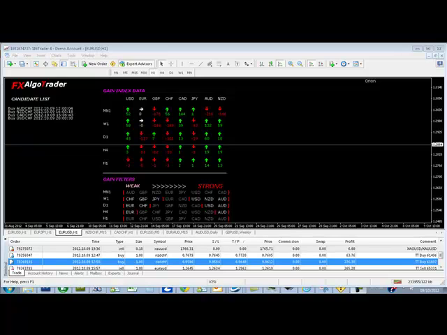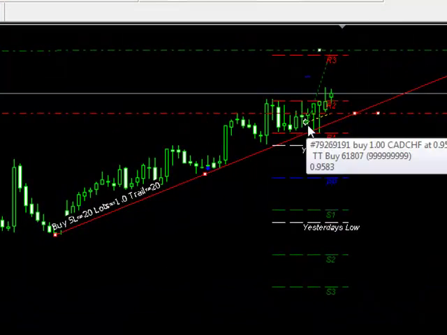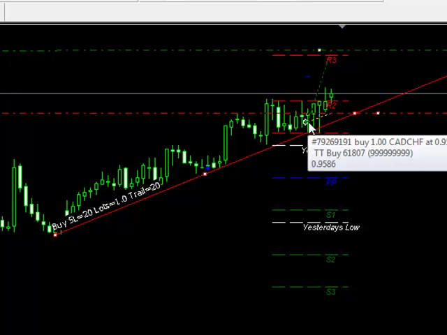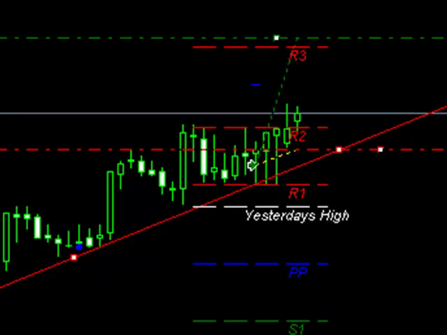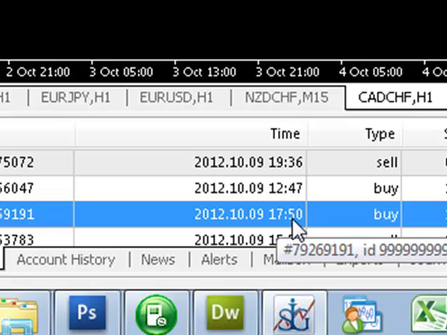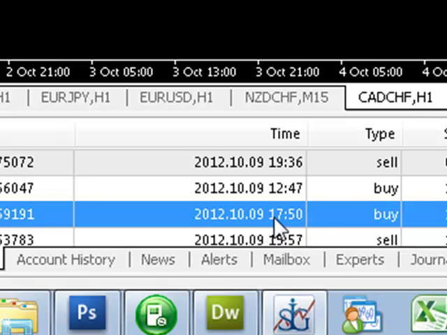Hey traders, just wanted to talk through this example of an automated trendline trade which I took today. It's on the CAD Swiss franc pair, which you can see here. The trade was actually entered at this point here, which was 5 hours ago. You can see down here it was entered at 17:50 on the system time, which is GMT+2, and we're at GMT 19:19 at the moment.